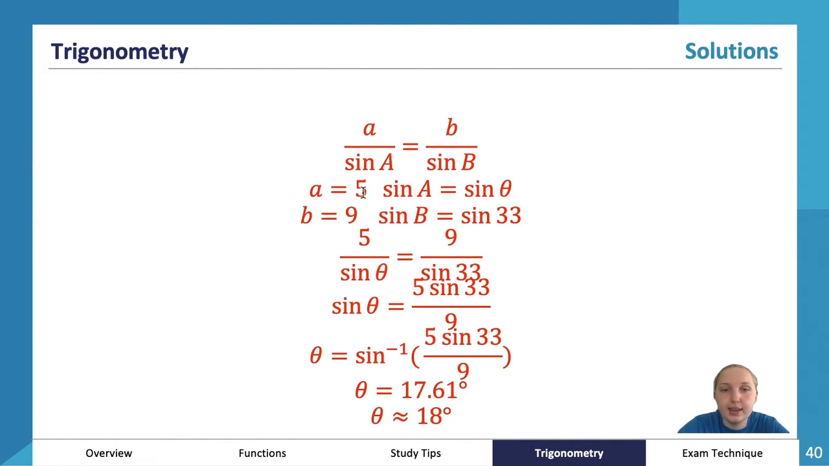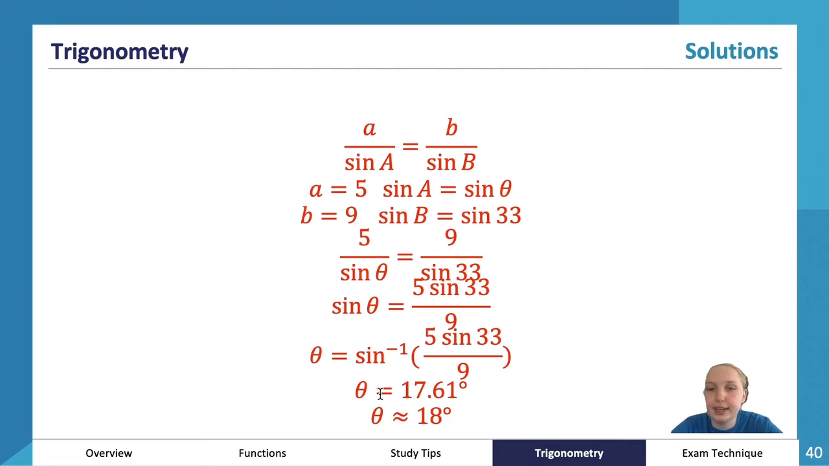So we'll end up with a equals 5, sine A equals sine theta, b equals 9, and sine B is equal to sine of 33. Then we just substitute those into our ratios, so we'll end up with 5 over sine theta equals 9 over sine 33. Once we move that 5 across to the other side, we get sine theta is equal to 5 sine 33 over 9, which means theta equals the inverse sine of 5 sine 33 over 9, so we can get that theta by itself.